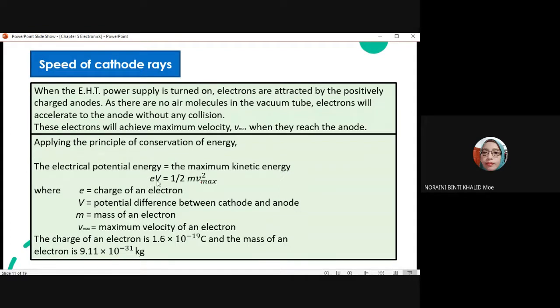Thus, eV equals half m v max squared. Vmax is the maximum velocity achieved by electrons. So in this case, we just calculate the velocity of one electron to represent the whole beam of cathode rays, because we only have the information on the charge of one electron and the mass of one electron. Unless you know the number of electrons in the cathode ray, then you can calculate for the whole cathode ray. But in this case, one electron is enough to represent the whole beam of electrons.